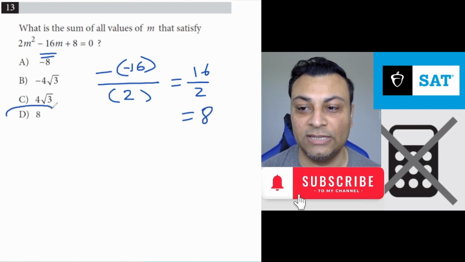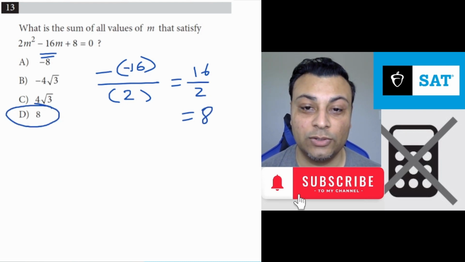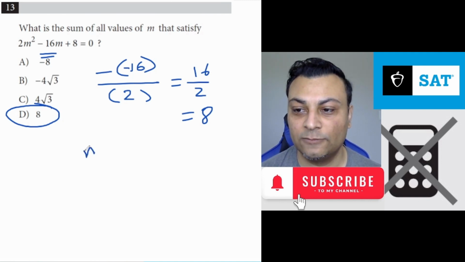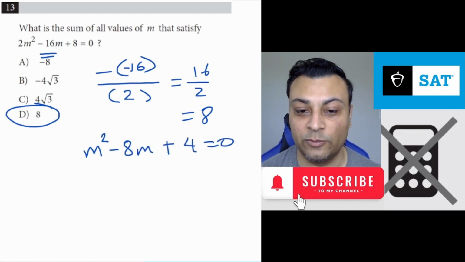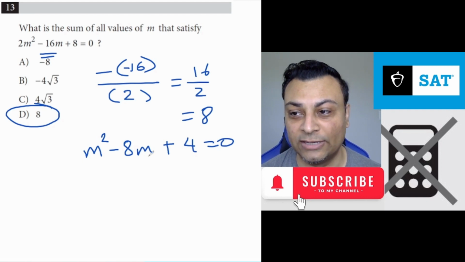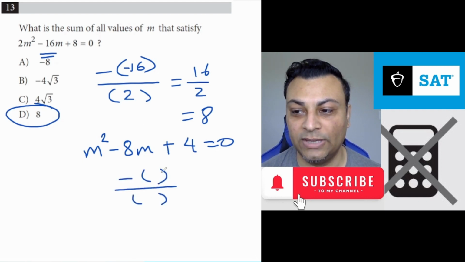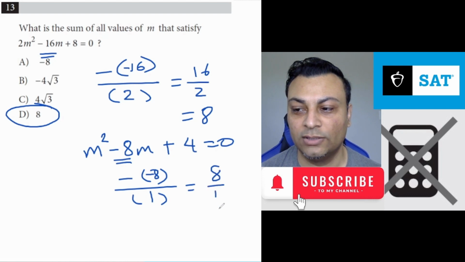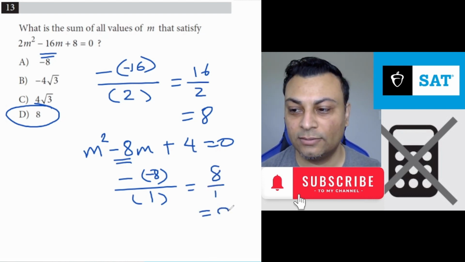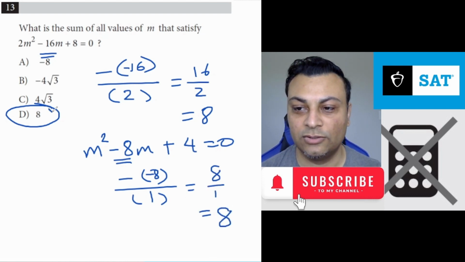Which is option D. You can also do it with the simplified version if you'd like. Divide this by 2 and you would have m squared minus 8m plus 4 equals 0, like what we did earlier. And now you do negative b over a, where the b is negative 8, right there, and the a is 1. And you still end up with 8 over 1, or simply 8, which is still option D.